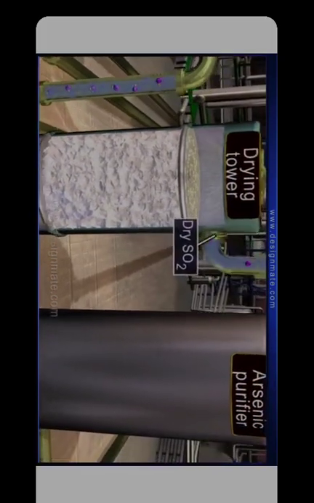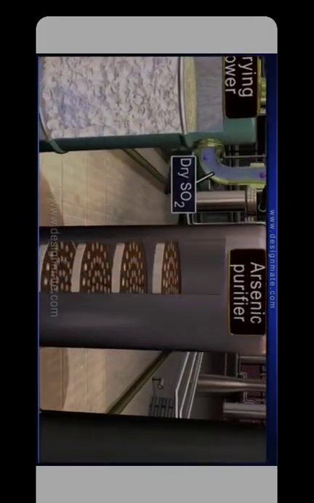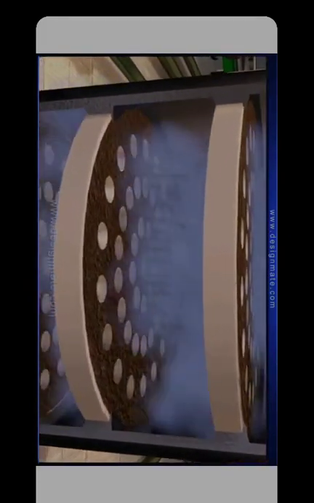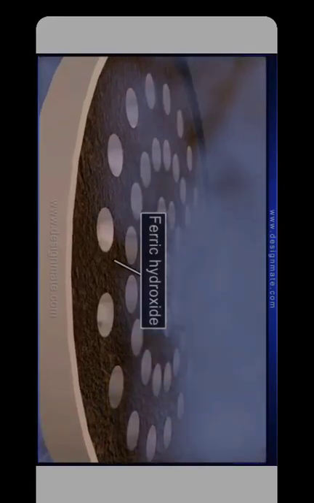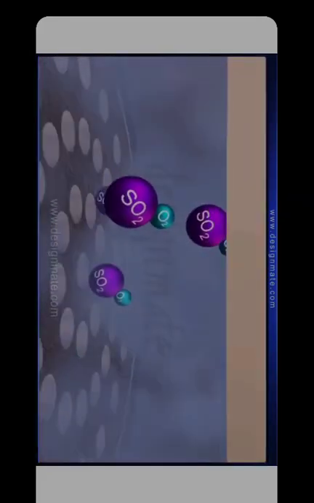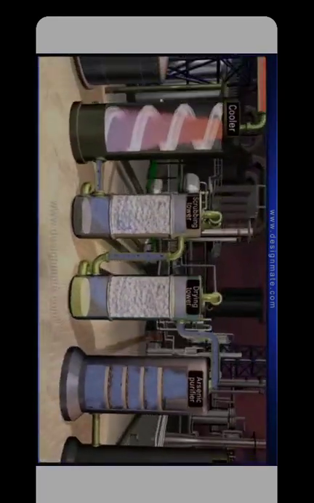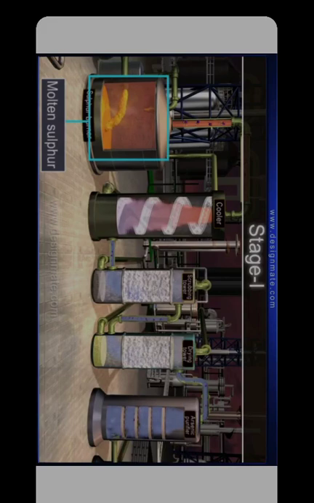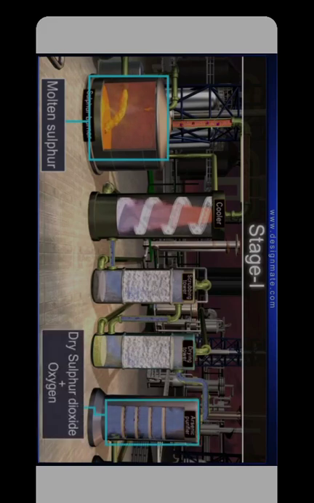This dry gas now enters the arsenic purifier. This tower consists of plates layered with ferric hydroxide powder. The ferric hydroxide powder absorbs arsenic oxide from the gas mixture. Purified sulfur dioxide gas is obtained along with oxygen. Thus, after stage 1, from molten sulfur, we get dry sulfur dioxide gas along with oxygen.